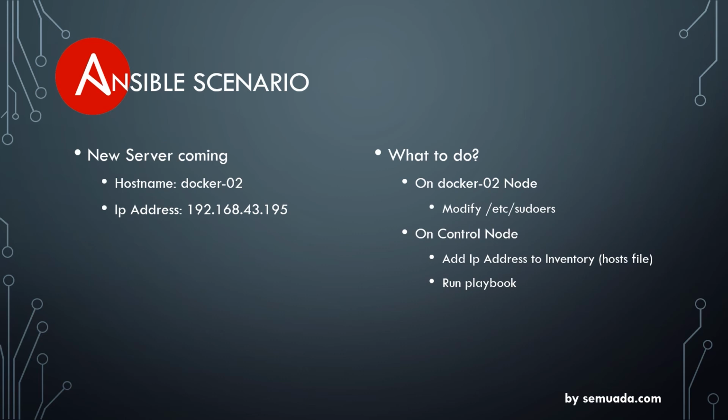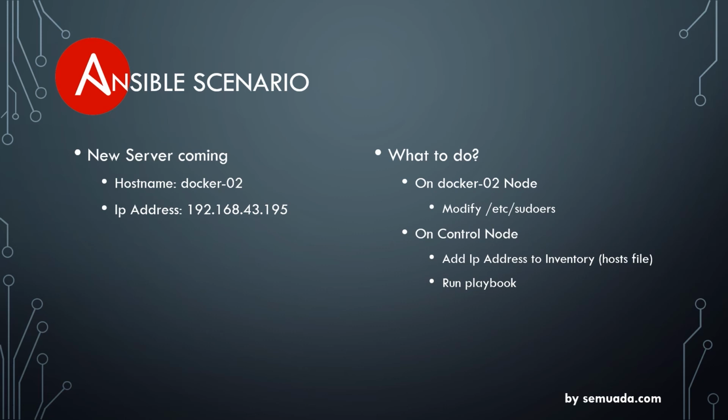The scenario is a new server is coming and we need to install Docker on the new server also. The new server hostname is docker02. The IP address is 192.168.43.195. So what to do?